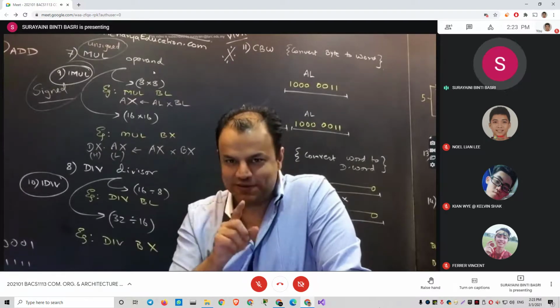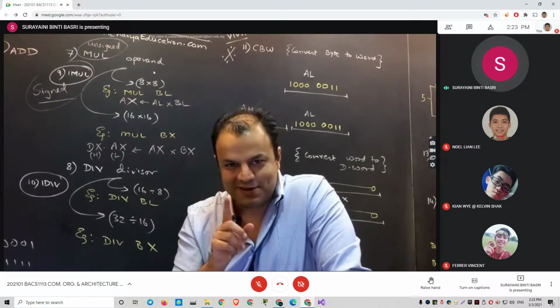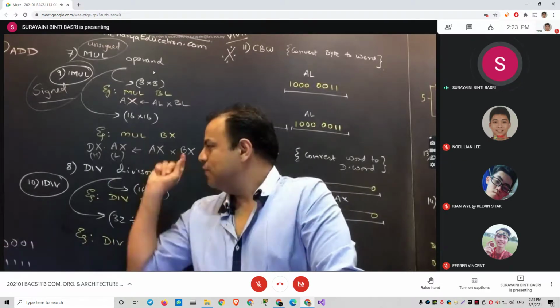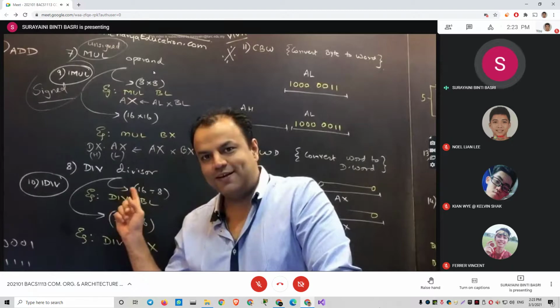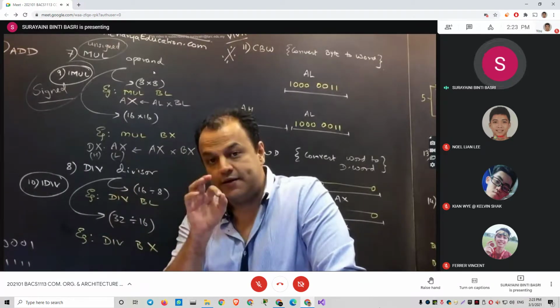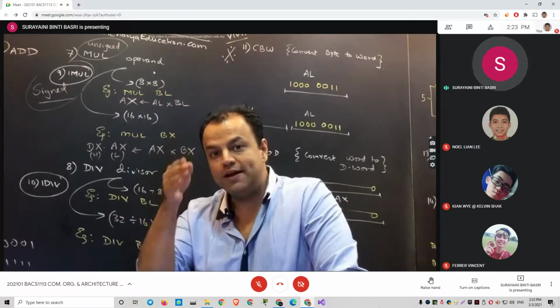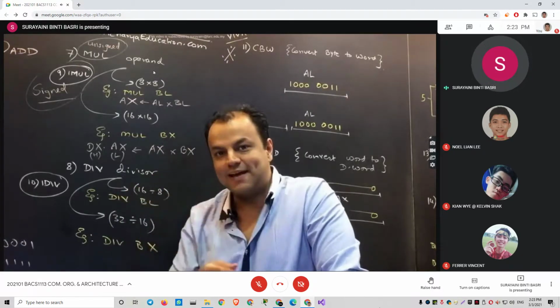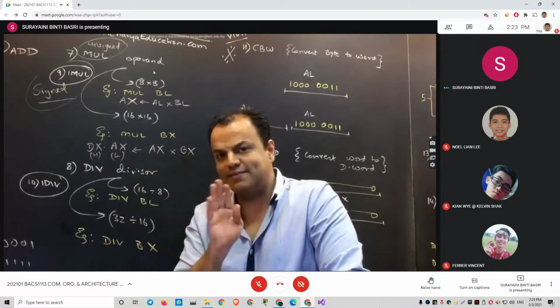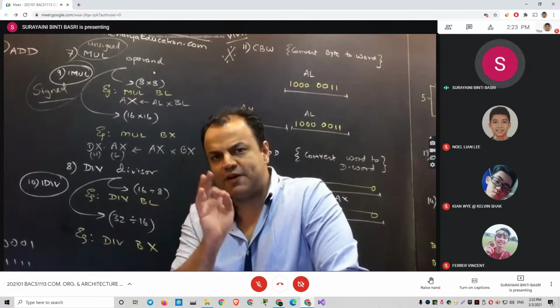But in division, 7 divided by 3 and 3 divided by 7 are two entirely different things. So you have to know who is what. What you write over here will be the divisor, and the accumulator will be the dividend. That means it will do accumulator divided by this. As an example, if you write DL over here, it will do AL divided by DL. Is that clear?